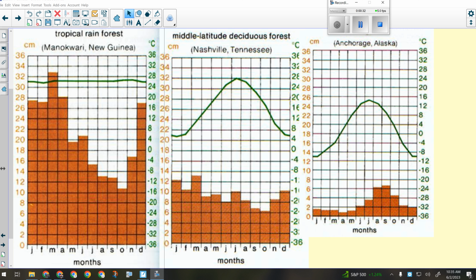So, for example, if I'm looking at this one here that says it's located in Manokwari, New Guinea, which is a place that is literally right on the equator, it tells me that over the course of the year, the temperature basically doesn't change. It's 25 degrees, 26 degrees every day, basically. Now it's probably not 25, 26 degrees every day, but on average, that's what it looks like each month. So it's a pretty good bet that they don't have a winter and a summer, yes?